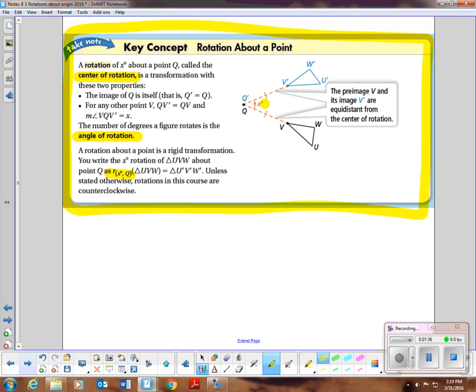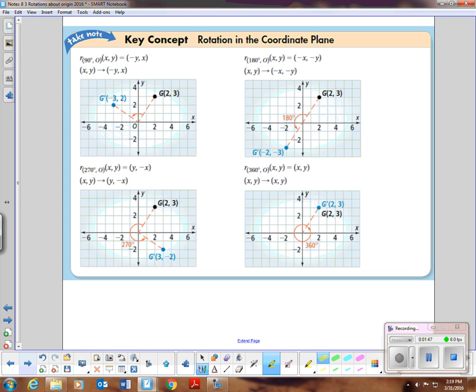I tend to just tell you to rotate. And by the way, we always do a rotation counterclockwise. This is always the designated way we rotate. Okay? All right. So now, just a few key little ideas.